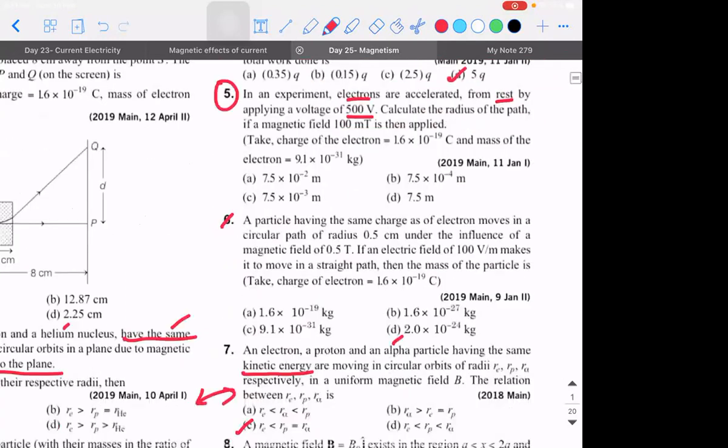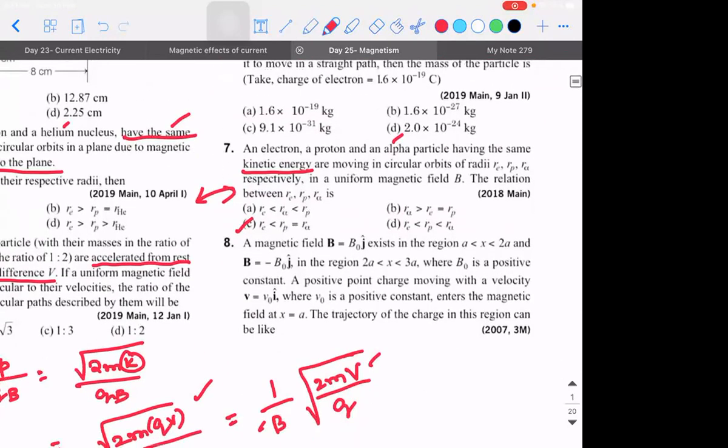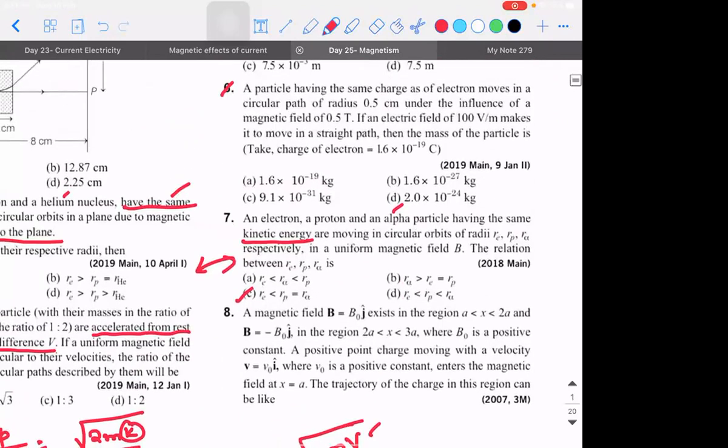I would have at least told that the magnetic force is not zero. So, there is an electric field that is applied such that the particle starts moving in a straight line path. So, upon the velocity selector concept, what are they asking? The mass of the particle is how much?